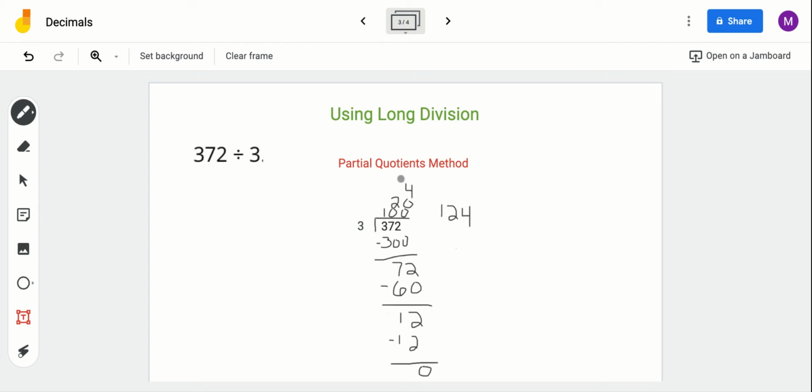What's nice about this method is that it takes less space than drawing the picture does. And we can still kind of realize what's going on. 100 threes is 300, 20 threes is 60, 4 threes is 12. And so I don't have to memorize the steps. I can see the steps as I'm going along.